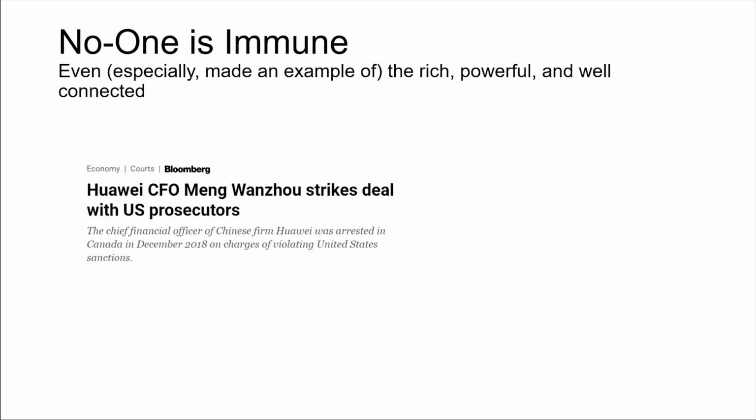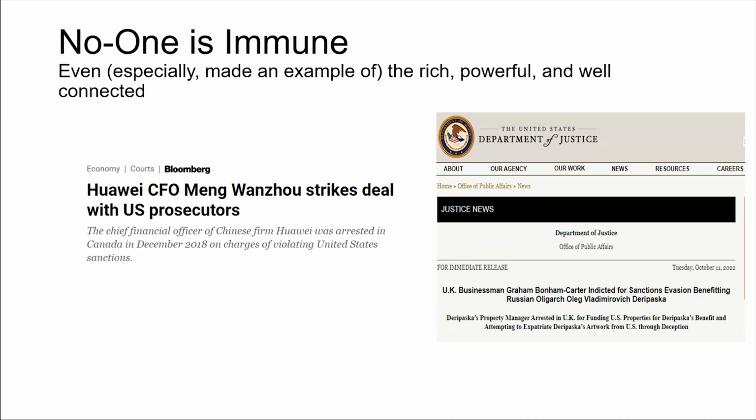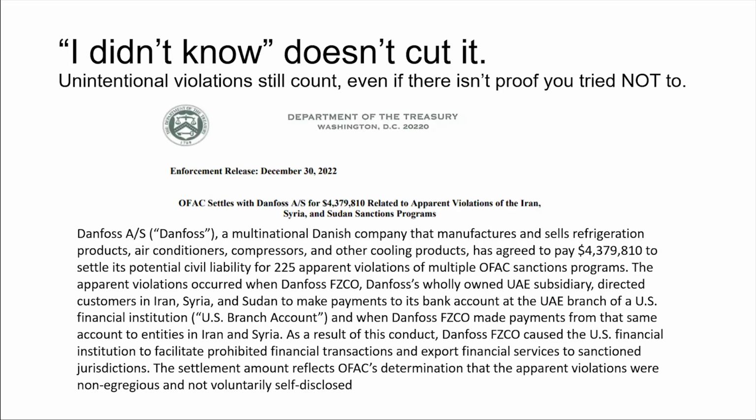Ignoring these sanctions is not really a choice. The Huawei CFO found that out when she landed in Vancouver. And just recently, Graham Bonham Carter, one of the more elite people in the UK, found themselves the subject of a Department of Justice action. So no one is really immune here. You have to pay attention to these rules. "I didn't know" doesn't really cut it as a defense.